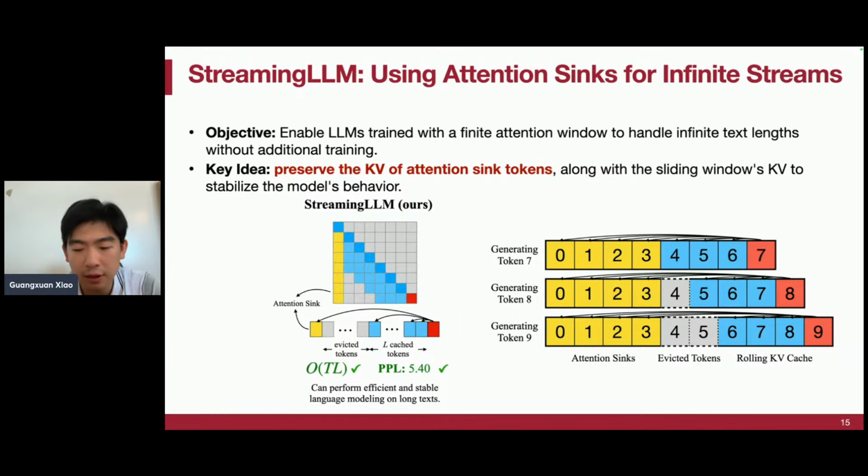Let's imagine a model with context length 8. When we are decoding the 7th token, the model is just doing full attention. When we are decoding the 8th token, since the model is only trained on 8 tokens, it has to evict some tokens. Now, instead of evicting the 0th token, we evict the 4th token, because we preserve the first 4 tokens as attention sinks. When we decode the 9th token, we evict the 5th token, and we preserve the first 4 and the most recent 4 in the cache.